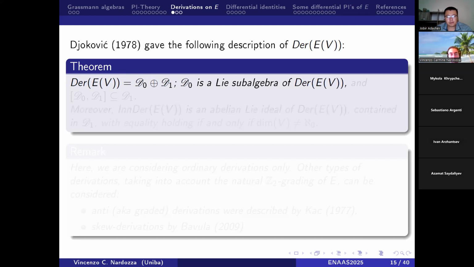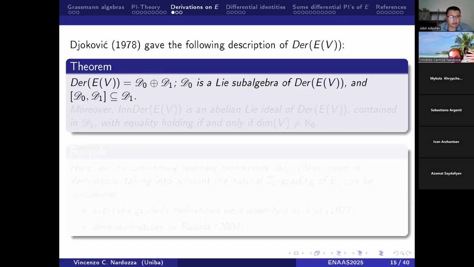The derivations of E(V) form a direct sum of two vector subspaces, D0 and D1, where D0 is a Lie subalgebra of the full derivation algebra. And this works starting from any superalgebra A, actually. And moreover, the Lie bracket between D0 and D1 is contained in D1. And this also holds for any superalgebra satisfying the anti-symmetric property.